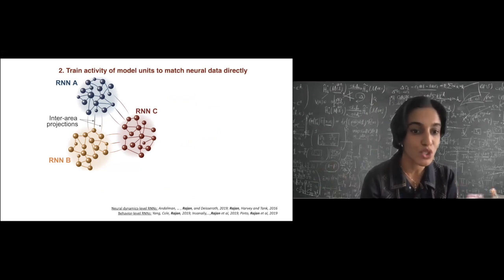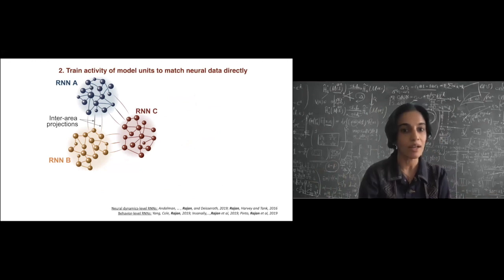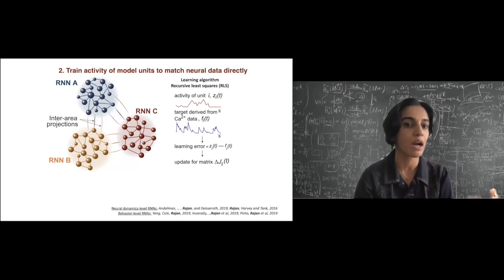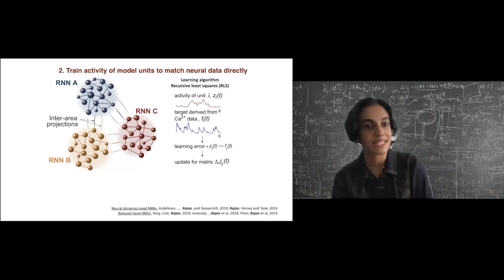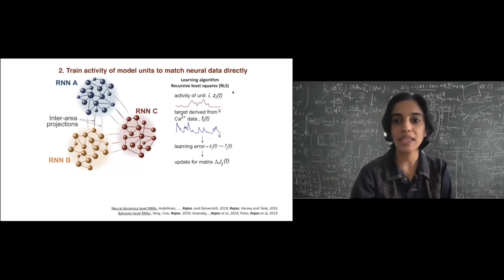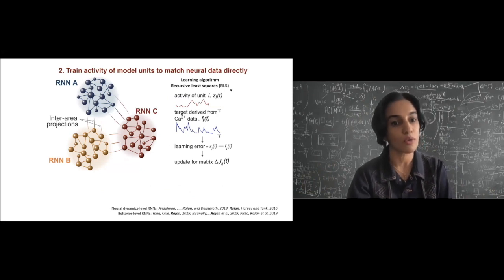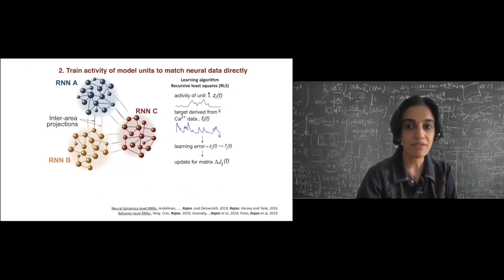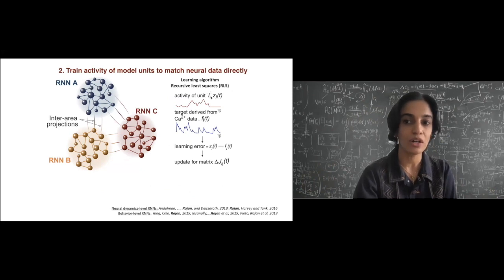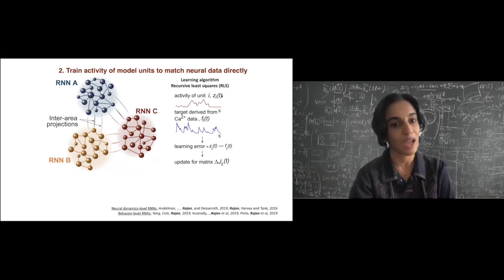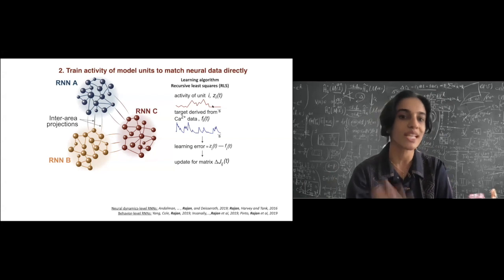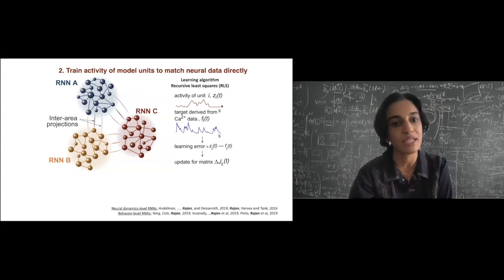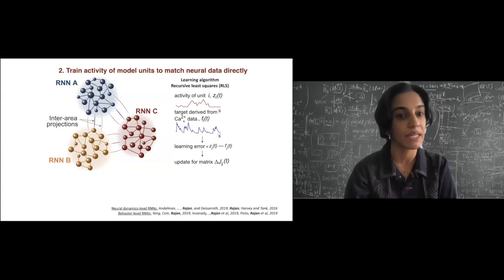The second way we destroy it is to take a network like this and we train every unit to match something that comes directly from data. So here's an example of how that works. The algorithm is traditionally called recursive least squares. The activity of a unit, which I'm calling here z_i of t, as I'm showing you here in this irregular red cartoon trace, is matched against a target that can be derived from calcium data directly.